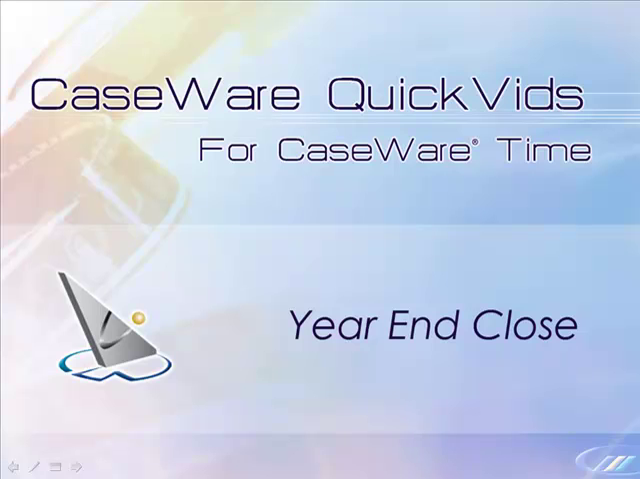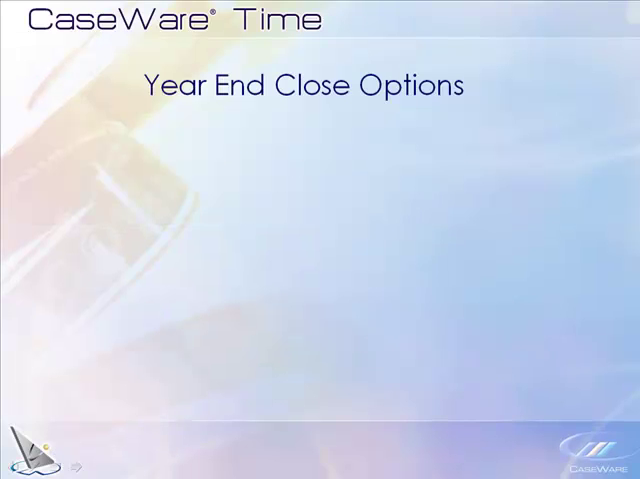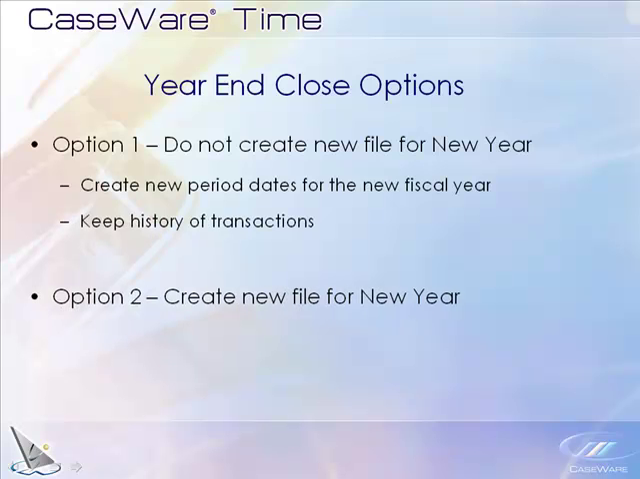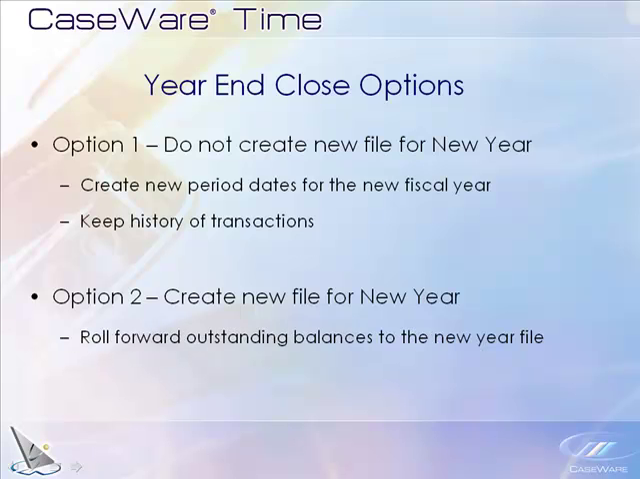The year-end close function is performed to close the books for the fiscal year and reopen them for the new fiscal year. In Time, it is essential that a year-end close be performed at the end of each fiscal year. In Time 2009, there are two options available for the year-end close. The first option will create new period dates for the new fiscal year in the file and keep the history. The second option will create a new file for the new year and bring forward outstanding balances to the file.